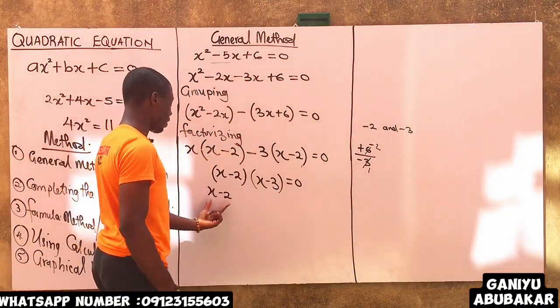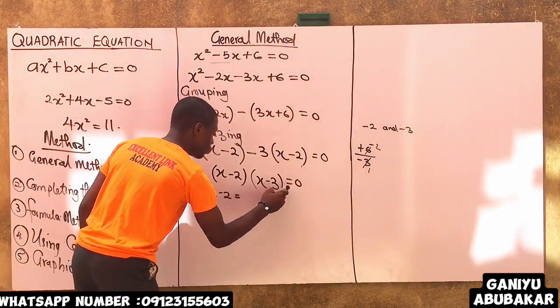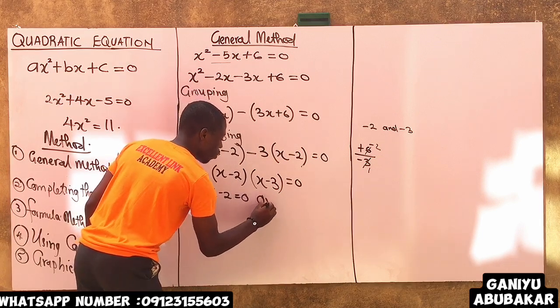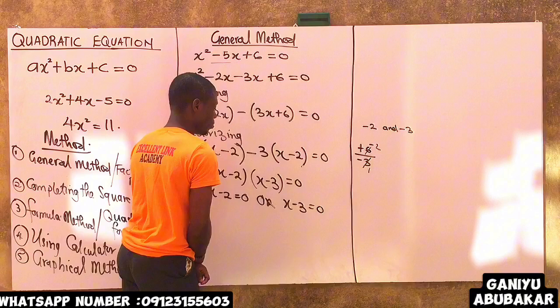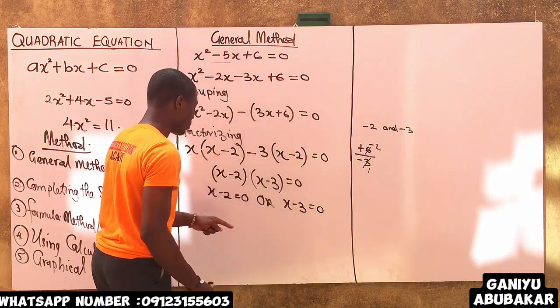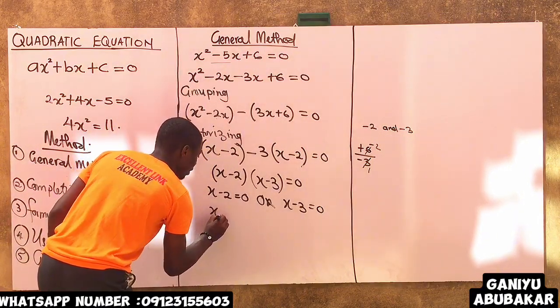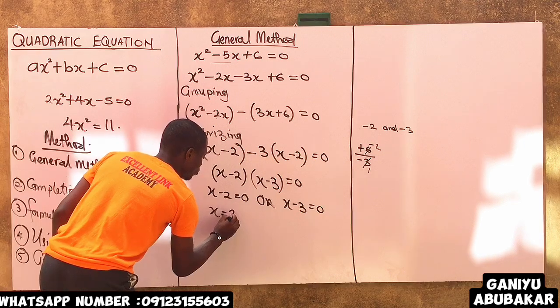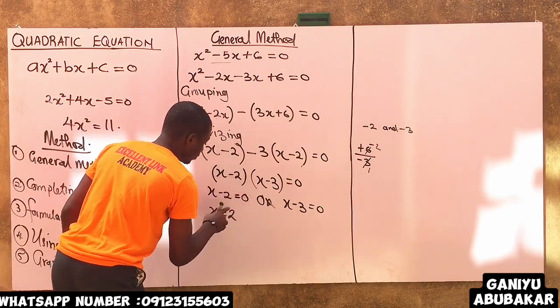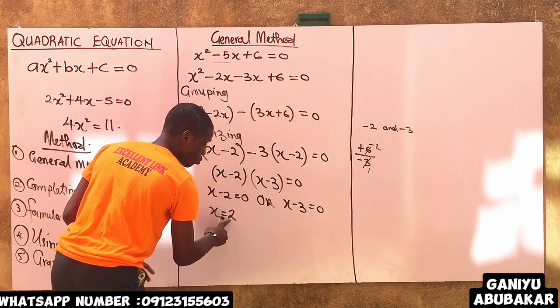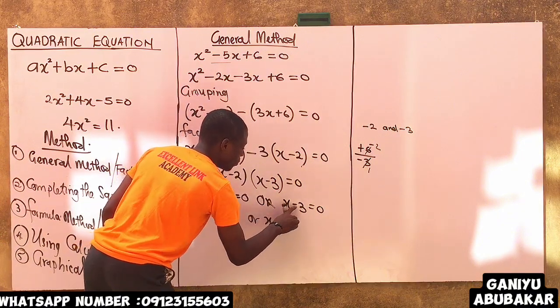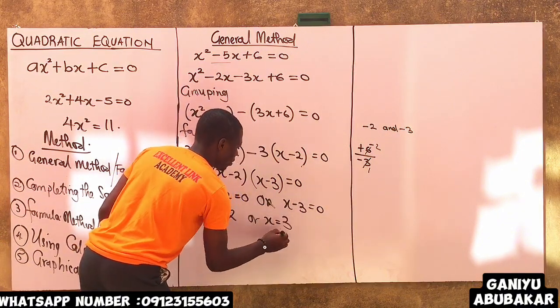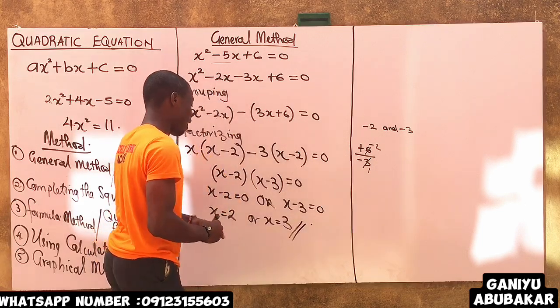So I'll pick this one here and equate it to 0, or I'll pick the second one here and equate it to 0. It means that if minus 2 comes here it becomes plus 2, so I'll have x equal to 2. Or x equal to, take minus 3 here, it becomes plus 3. So these are the two answers.